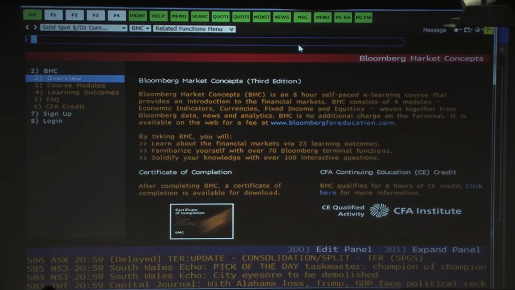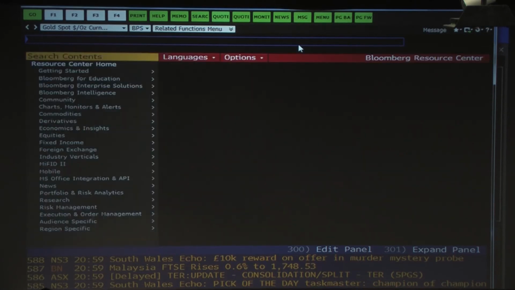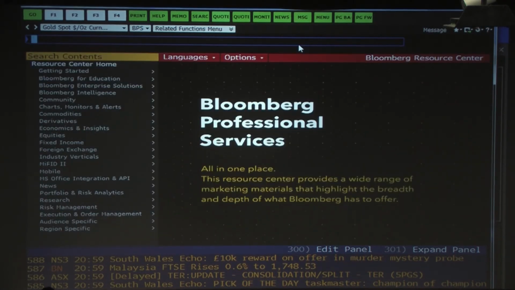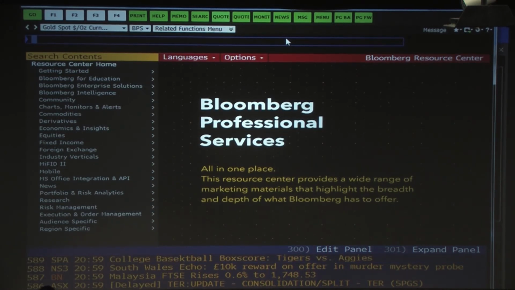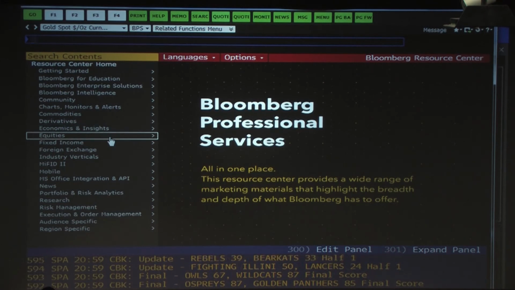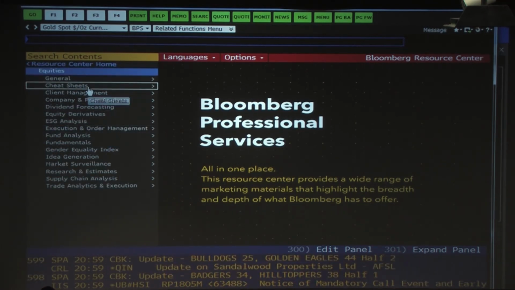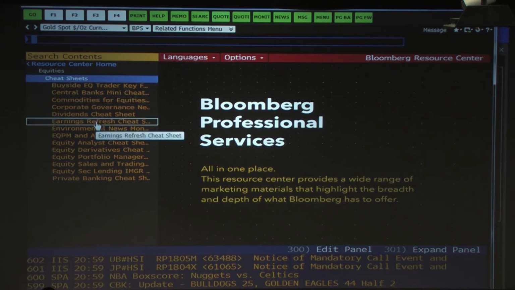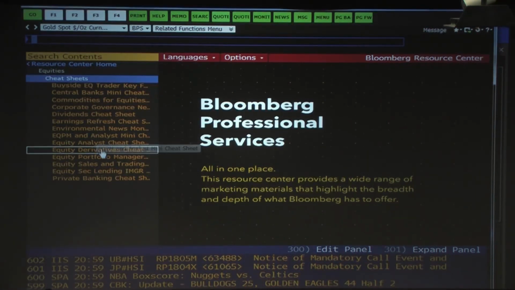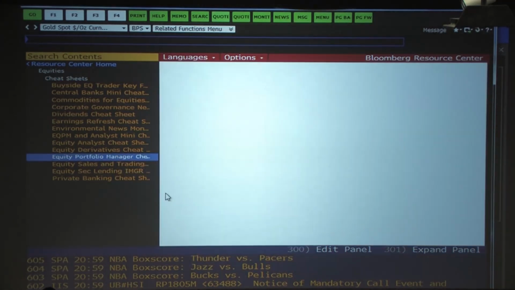One last function, or one last area I'm going to show you, is BPS, which also stands for Bloomberg Professional Services. Let's say you want to get a list of some of the functions I went over today. I talked a lot about equities, and then there's something called cheat sheets. So if we click on the cheat sheets, and we go to the equity portfolio manager cheat sheet, let's say.